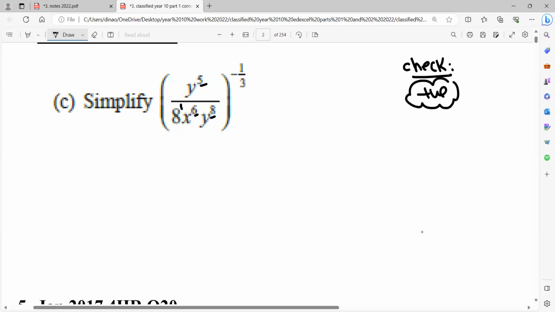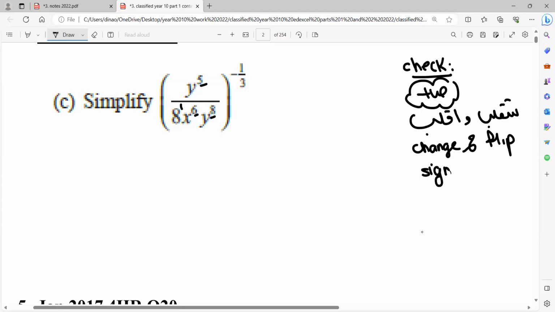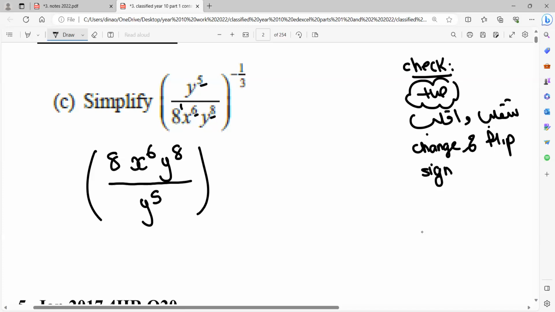So in this case, I can flip immediately. And again, flip means flip the fraction and then change the sign of the power outside. Sorry, change the sign, just to be specific. Change the sign of the power outside. So let's do this initially. 8x to the power of 6, y to the power of 8 over y to the power of 5. And please remember that when you flip the fraction, you do not change the signs of the powers inside. You just change the sign of the power outside. So we flip the fraction and we change the power outside.